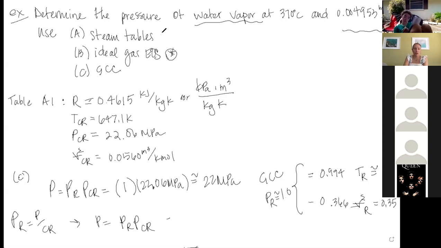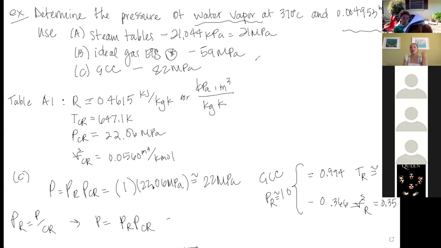Our steam table gave us a value of about 21,000 kilopascal as our saturation pressure, which is about 21 megapascal. Our ideal gas gave us 59 megapascal. And our generalized compressibility chart gave us 22 megapascal. So as you can see, an ideal gas equation is not good for these types of high pressure situations where it's not behaving ideally. This is not a good way of solving this problem.